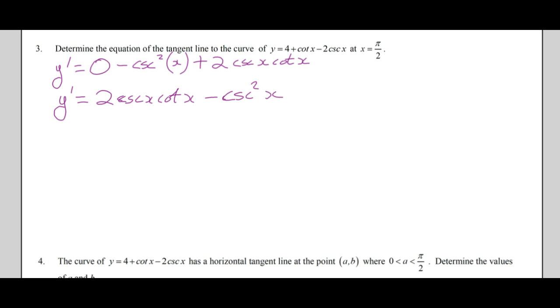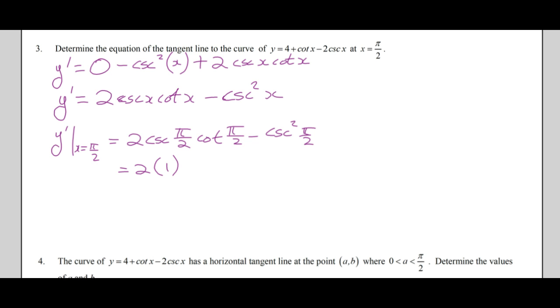All right, so we want y prime at pi over 2, right? When x is pi over 2. So now we're going to substitute. So y prime at x equal to pi over 2 is 2 cosecant pi over 2 cotangent pi over 2 minus cosecant squared pi over 2. Okay, what's the cosecant of pi over 2? It's the reciprocal of sine. Sine of pi over 2 is, I think that's a 1, right? That's a 1. Cotangent of pi over 2.